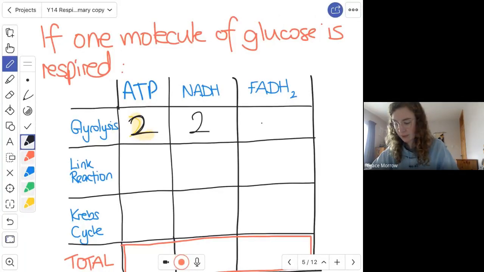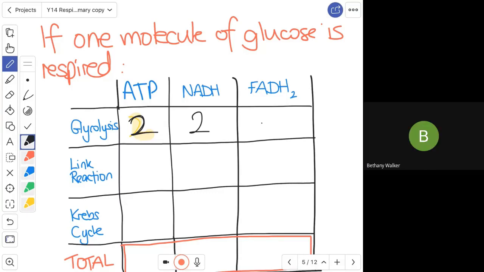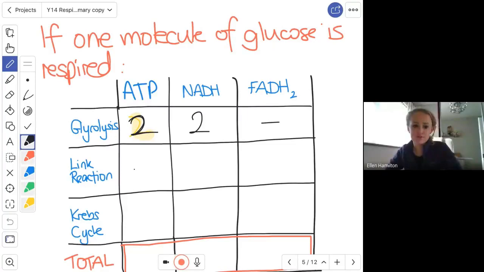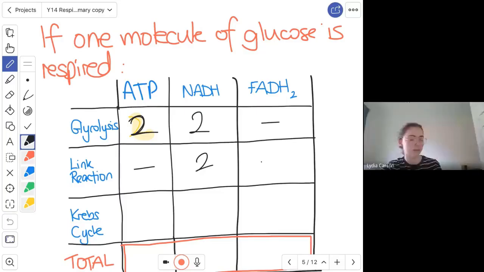Link reaction. Bethany, how many ATP? I got none. That's right. Very good. Ellen Hamilton, what about NADH? 2. 2, yeah, because there's 1 in each reaction, and remember there's 2 altogether. That's why I like that diagram, because it sets it out really easily to understand. Okay, there's no FADH2. Lydia, Krebs cycle. 2. Yep, 1 per cycle.